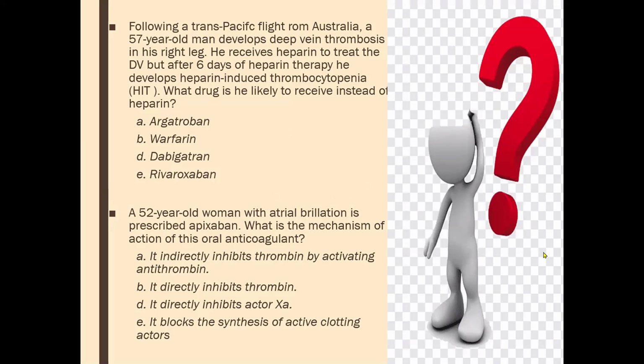So following a trans-Pacific flight from Australia, a 57-year-old man develops deep vein thrombosis in his right leg. He receives heparin to treat the deep vein thrombosis, but after 6 days of therapy, he develops heparin-induced thrombocytopenia, HIT, right? So what drug is he likely to receive instead of heparin? What do you think among these 4 options? Which one would it be? Argatroban, warfarin, dabigatran, rivaroxaban. What is the alternative drug for HIT?